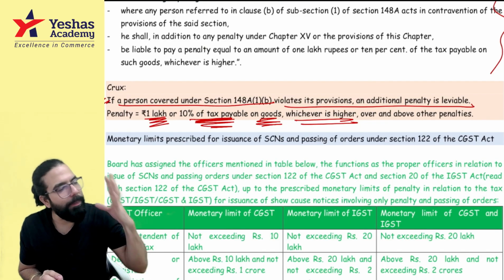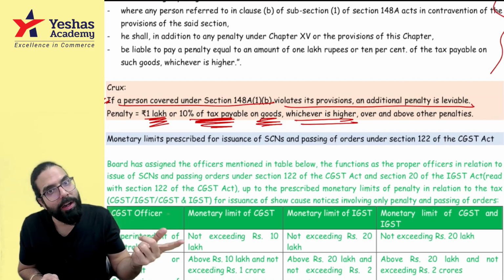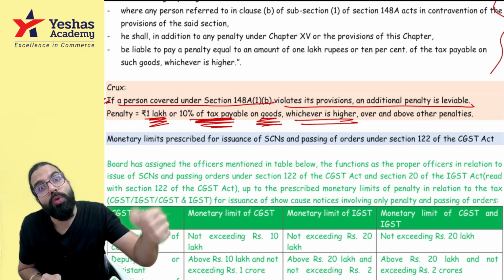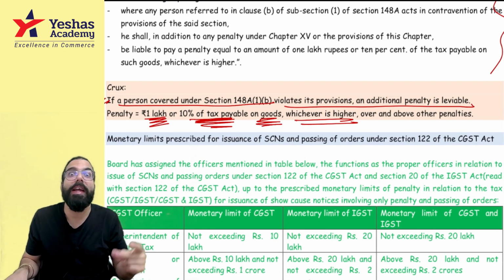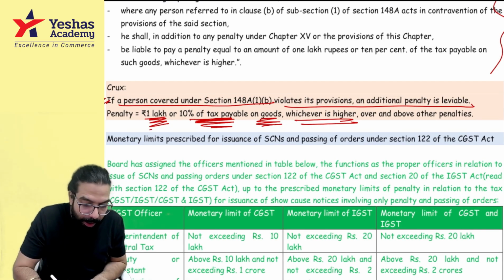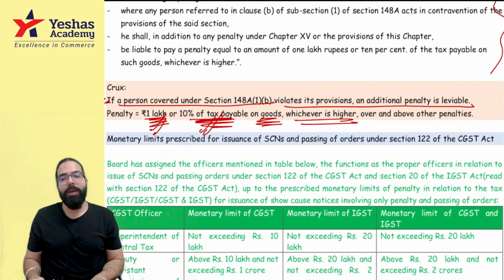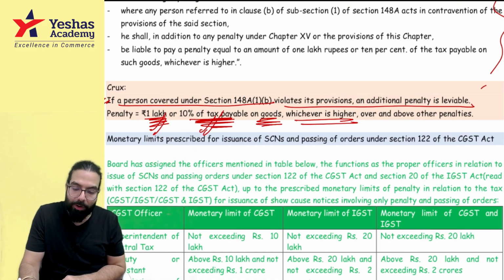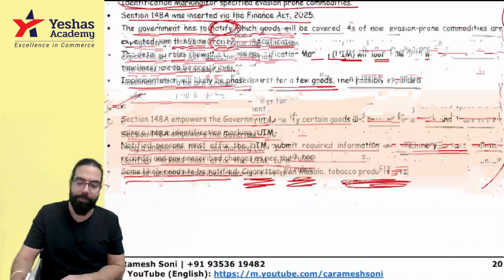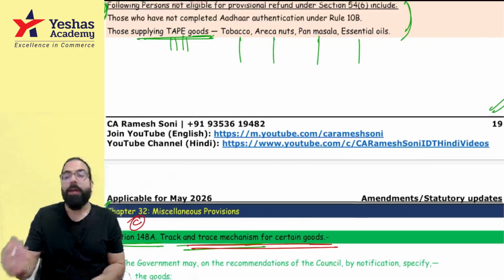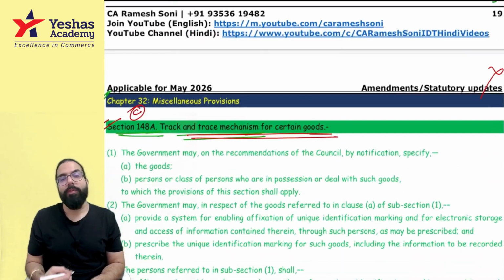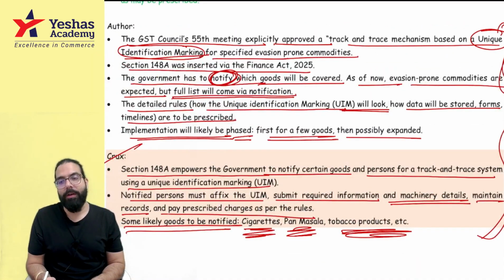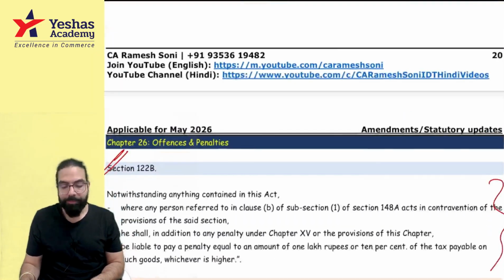If supposedly you supplied the goods without any invoice, that penalty will come. That is separate. They are telling, over and above that penalty, if on those goods you have not put the unique identification mark, then also this additional penalty is here, 1 lakh or 10% of the tax payable, whichever is higher. So that's all the additional point which has come in the offences and penalties chapter. Now you tell me, in miscellaneous provisions, any amendment to any question answer? Nothing. No question answer will change. If by chance the exam asks you about the track and trace mechanism, write down these lines and come.